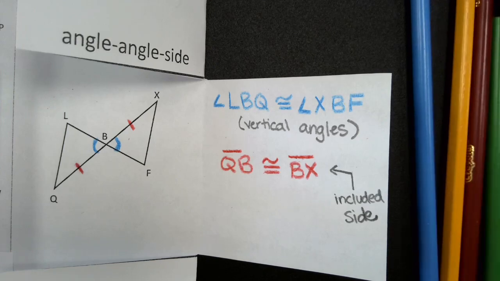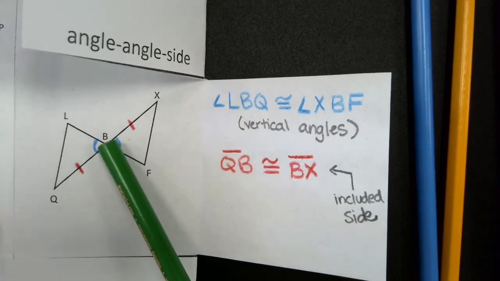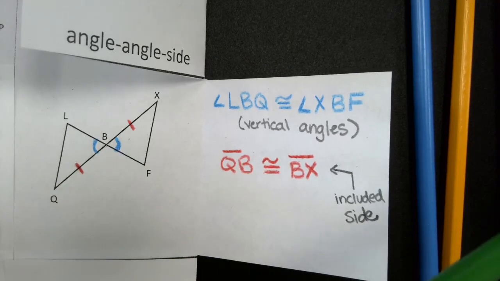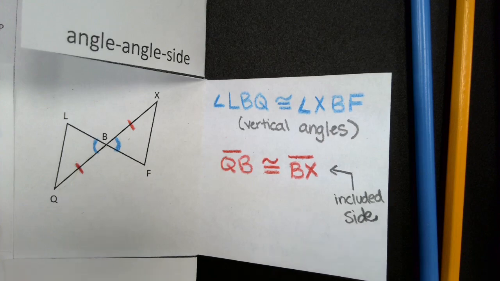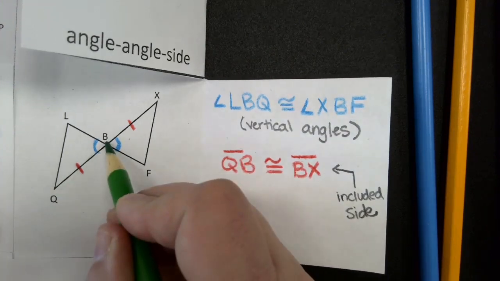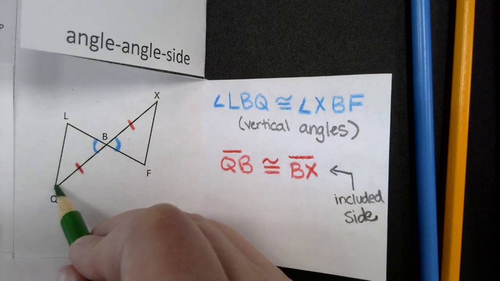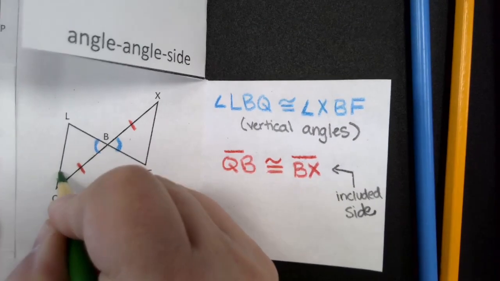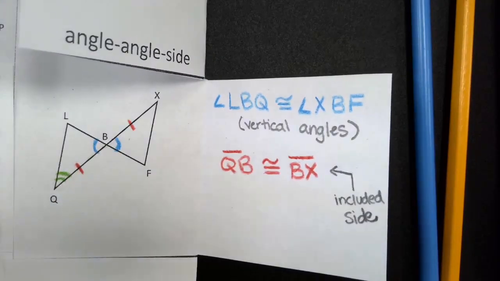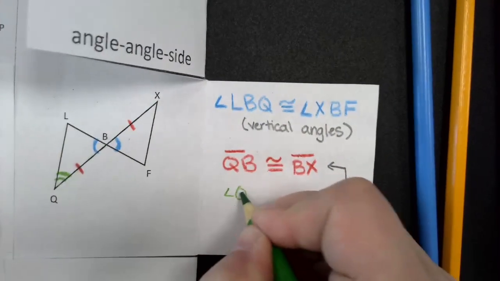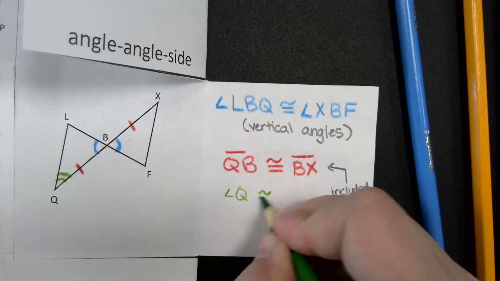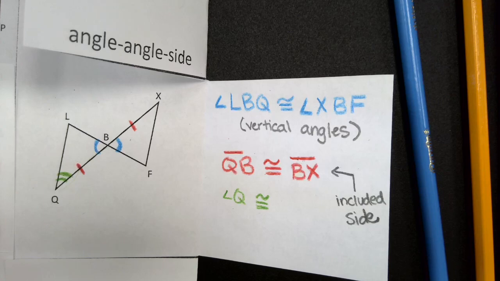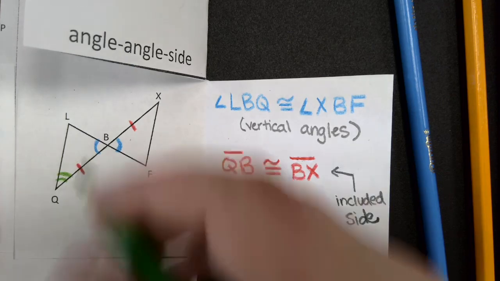So if I start at B, and then I take BQ, I take that side, which angle does that automatically land me at? Angle Q or angle L? If I go B, and I go to my side, I'd end up at angle Q. And angle Q would have to be congruent to angle X.